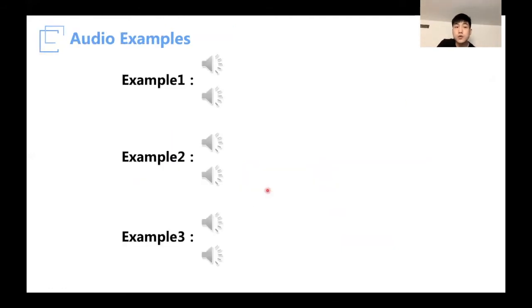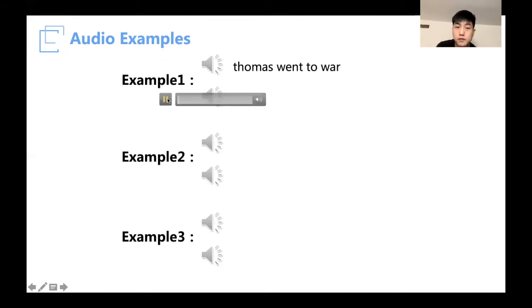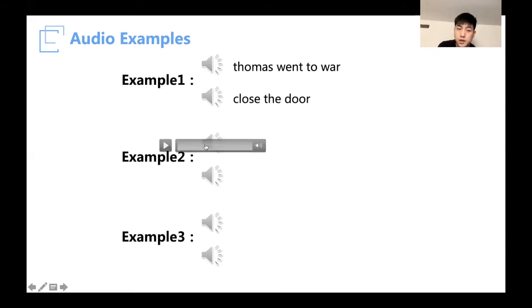And here are some audio examples we generated. Example 1. The first audio is the original audio signal we can hear. Thomas went to war. Thomas went to war. And the second is the adversarial audio we generated. We hear Thomas went to war, still, but the recognized result is close the door.